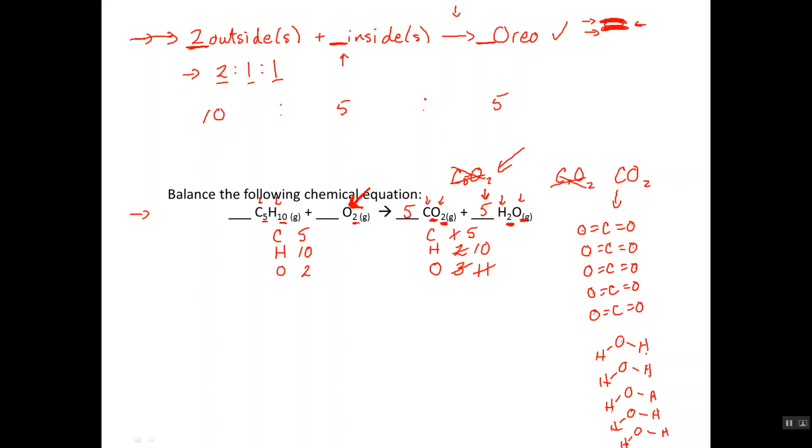Now on the right-hand side, I have 5 times 2, I have 10 oxygens from the CO2, and 5 times 1, 5 oxygens from the H2O. So now I have a total of 15 oxygens on the right-hand side. Well, carbon is balanced, hydrogen is balanced. Let's go ahead and balance oxygen. I need to put some coefficient in there that's going to give me 15 oxygens on the left, because I have 15 oxygens on the right.